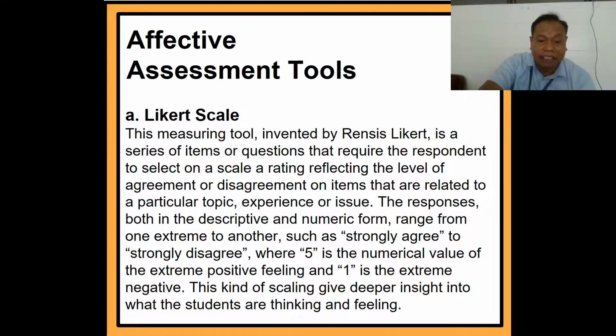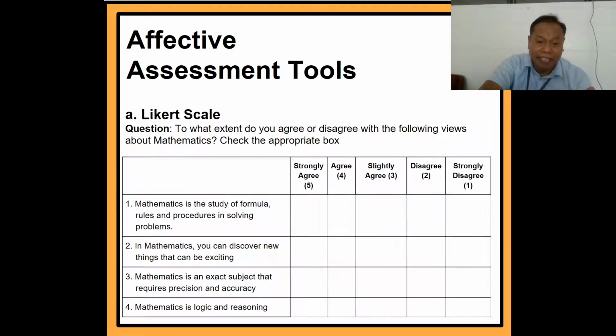The responses, both in descriptive and numeric form, range from one extreme to another, such as strongly agree to strongly disagree, where 5 is the numerical value of the extreme positive feeling and 1 is the value of the extreme negative feeling. This kind of scaling gives deeper insight into what the students are thinking and feeling.